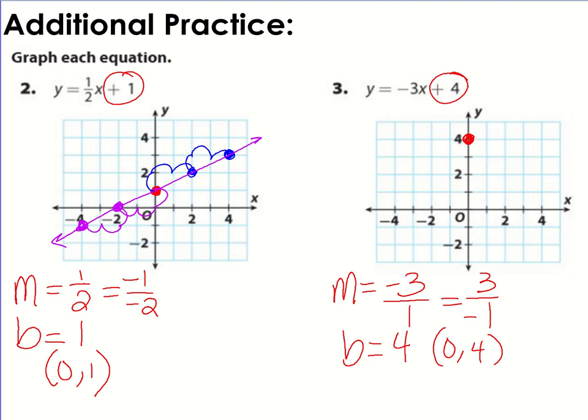This is a -3, right? -3 slope, so it means it better be going down from left to right. So I'm going to go 1, 2, 3, 1. 1, 2, 3, 1. I can't go the other way. So there is my line, and I am going down from left to right.